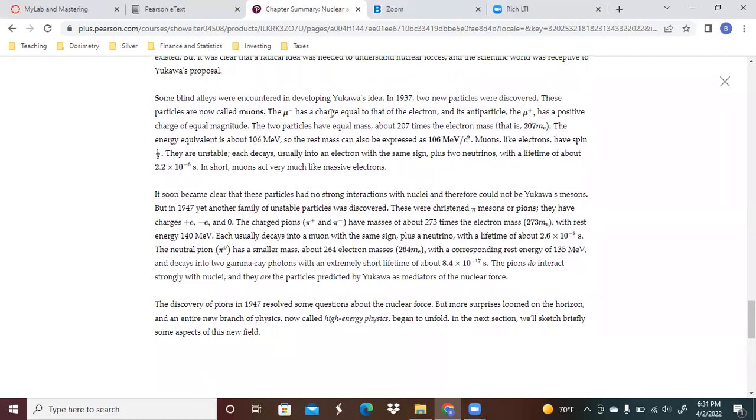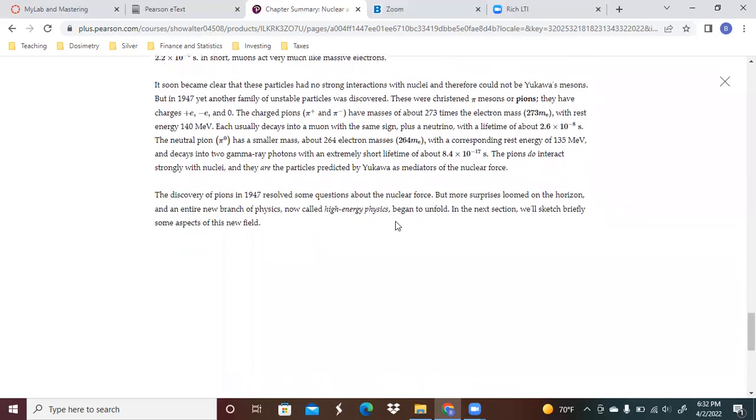Some blind alleys were encountered in developing the idea. In 1937, 2 new particles were discovered. They're now known as muons, and they have a charge equal to that of the electron, and its antiparticle has a positive charge of equal magnitude. The 2 particles have equal mass, about 207 times the electron mass. The energy equivalent is about 106 MeV, so the rest mass can be expressed as this. Muons, like electrons, have spin 1/2. They are unstable. Each decays usually into an electron with the same sign plus 2 neutrinos, with a lifetime of about this. In other words, they act very much like massive electrons.